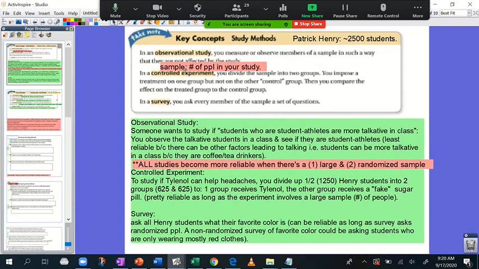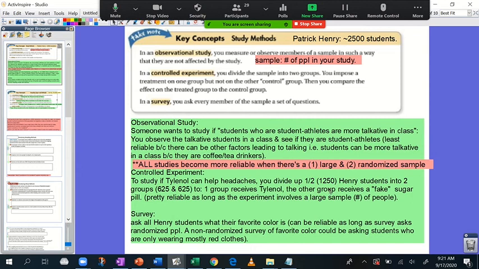So for all studies, all studies become more and more reliable when there is a large and randomized sample. So the larger the sample, the more reliable. That makes sense. The more people you survey, the more reliable your survey becomes. If you just survey 2 people out of Henry and their favorite color is black, well, that doesn't really tell you much. But the more you sample, the closer to 2,500 students you sample, the more reliable your survey becomes. And randomize is also important.